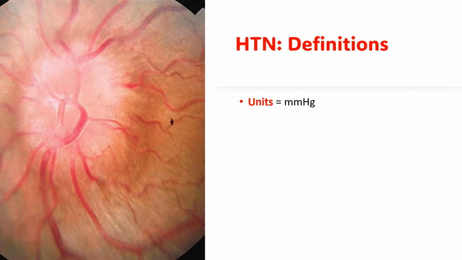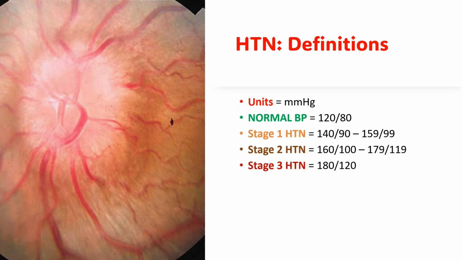We know that blood pressure is measured in millimeters of mercury. A normal blood pressure is roughly 120 over 80, but there is room for variation too. Stage 1 hypertension is 140 over 90 to 159 over 99. Stage 2 is 160 over 100 to 179 over 119. Stage 3 is anything equal to or above 180 over 100 or 120. If it was stage 1, you might have a blood pressure of 145 and that could still be 90, and you'd have to investigate that further.